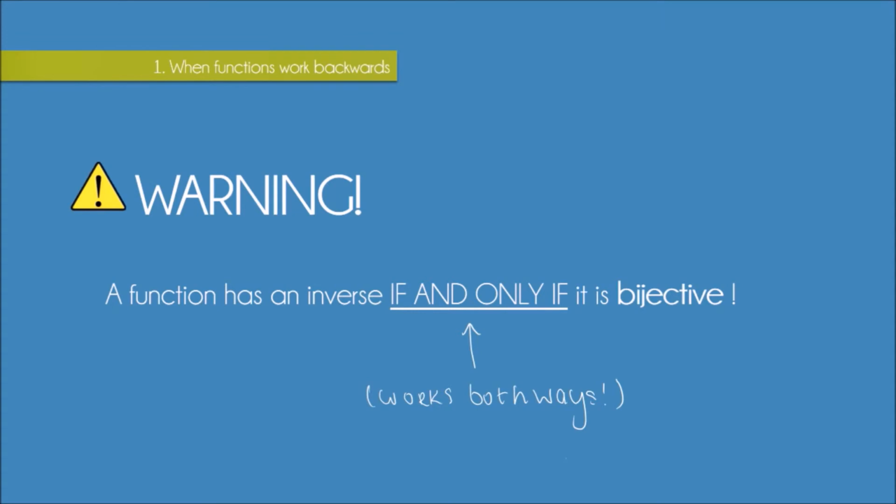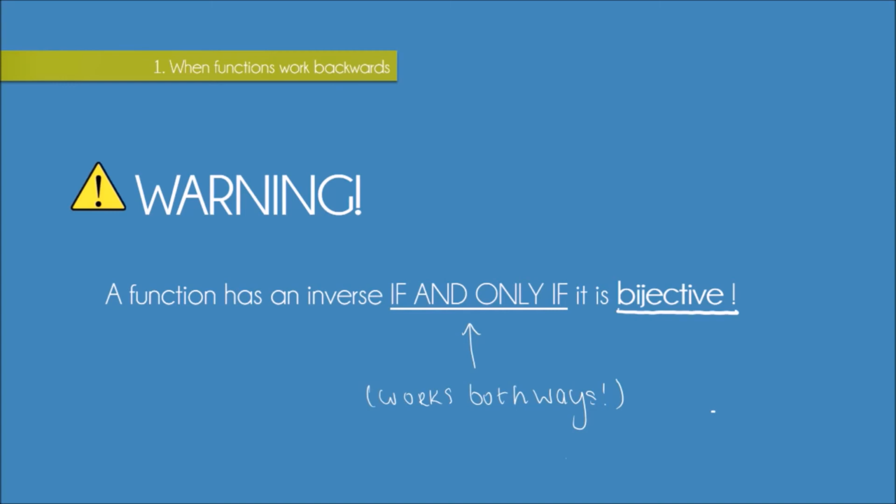I just need to point something out here before we continue. A function has an inverse if and only if it is bijective. If the function is not bijective, then the inverse does not exist. And if you are unsure of what I mean by a bijective function, there is a video tutorial dedicated to that, so maybe check that out.